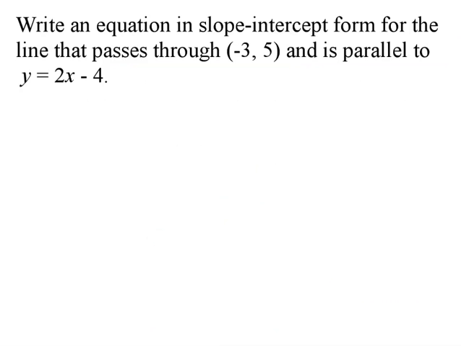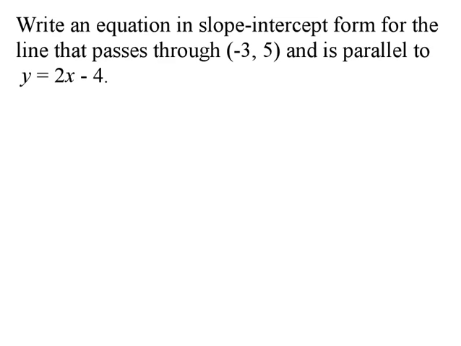So let's go ahead and look at an example here. It says, write an equation in slope-intercept form. That's key. They already told you what form they want. For the line that passes through (-3, 5) and is parallel to y = 2x - 4.